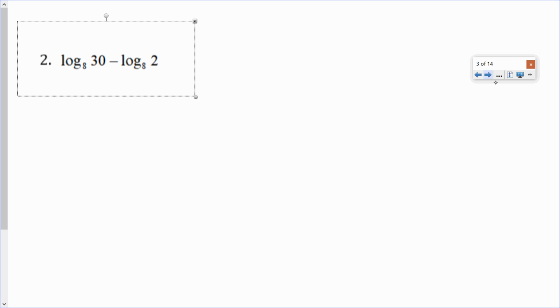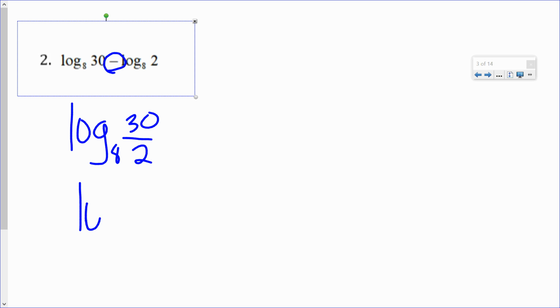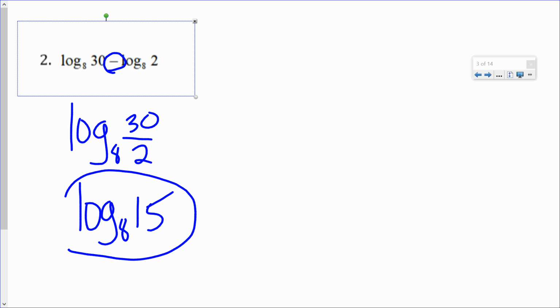Log base 8 of 30 minus log base 8 of 2. So if I'm looking to combine, I'm looking for addition or subtraction. I see subtraction, and subtraction becomes division. So I'm going to write log base 8 once, because it's log base 8, and the subtraction becomes division, so it's 30 over 2. 30 over 2 is 15. Now, if I can easily evaluate it, I will. This one I can't, so I'm going to leave it like that.